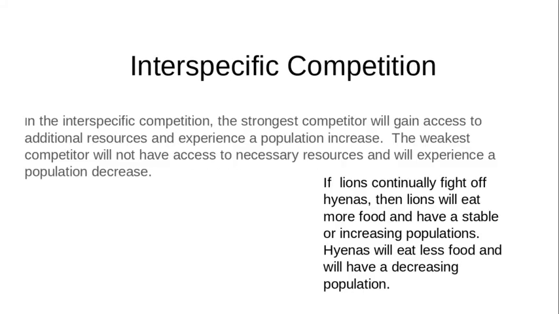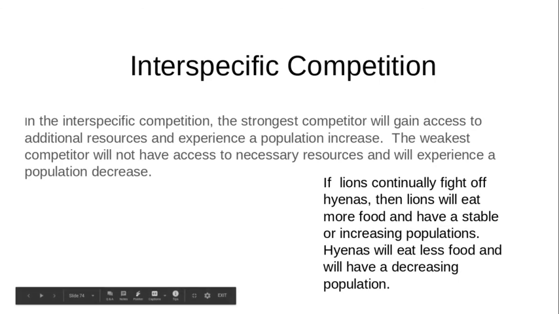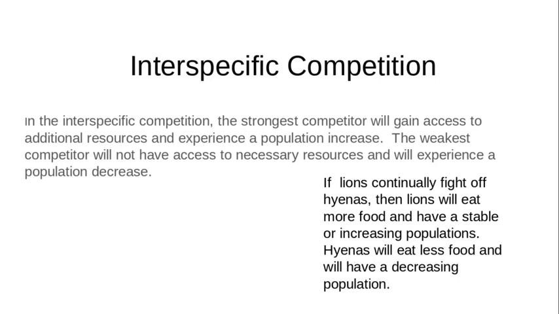So here's how. In interspecific competition, the strongest competitor is going to gain access to additional resources. And the strongest competitor will experience a population increase. The weakest competitor will not have access to the necessary resources and will experience a population decrease. So for example, if lions continually fight off the hyenas, then the lions will eat more food and have a stable or increasing population. The hyenas will eat less food and they will have a decreasing population.